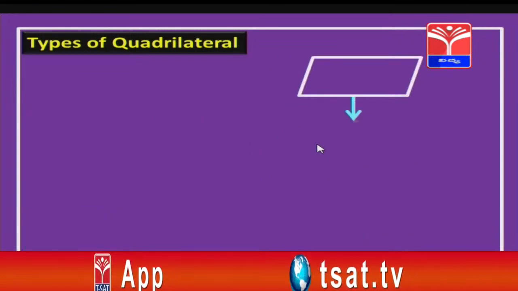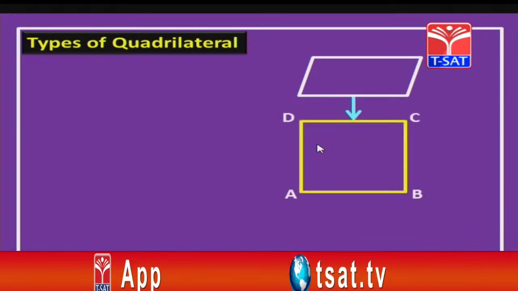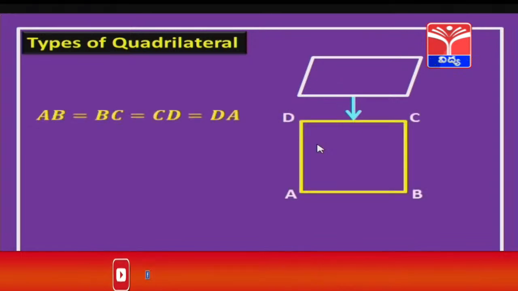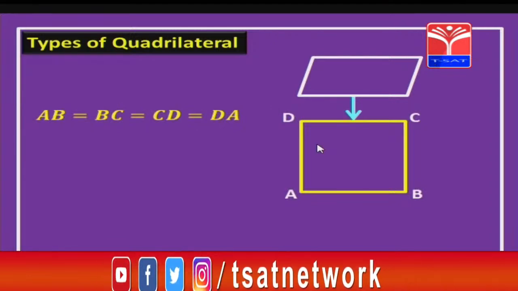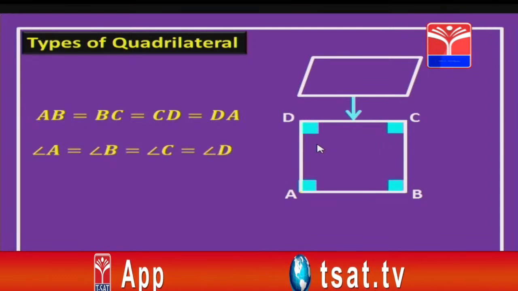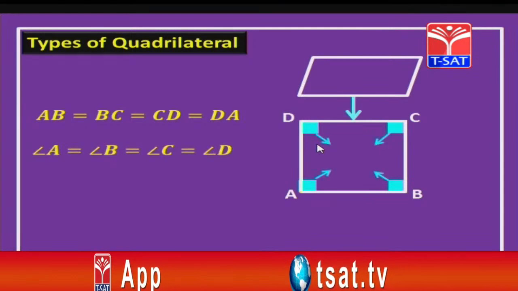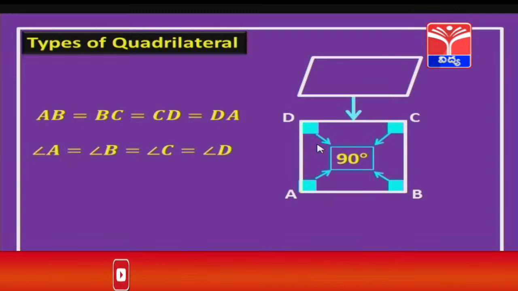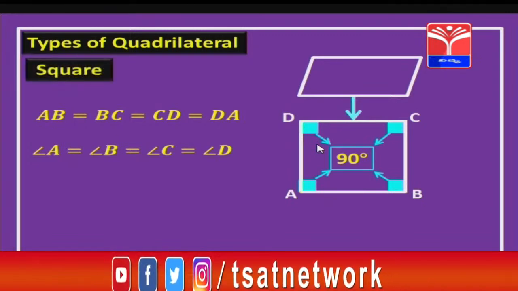Again, I will consider a parallelogram ABCD, in which again all the sides are equal, that is AB equal to BC equal to CD equal to DA, and apart from that I will consider all four angles, that is angle A, angle B, angle C and angle D, all are equal. So, since they are equal, that means each is 90 degrees. So, such type of parallelogram is called a square.